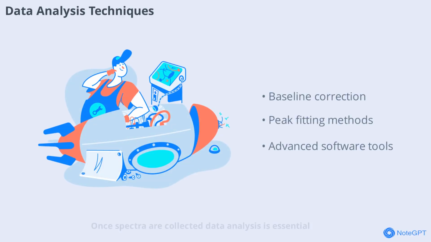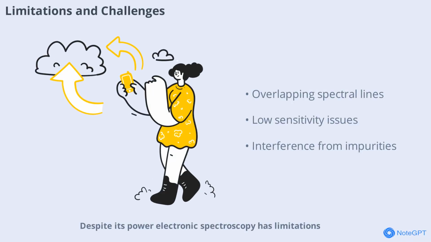When spectra are collected, data analysis is essential. Scientists use various techniques to interpret the results, such as baseline correction, peak fitting, and deconvolution. Advanced software tools help extract meaningful information from complex spectra, enabling researchers to draw accurate conclusions about the sample's electronic structure.